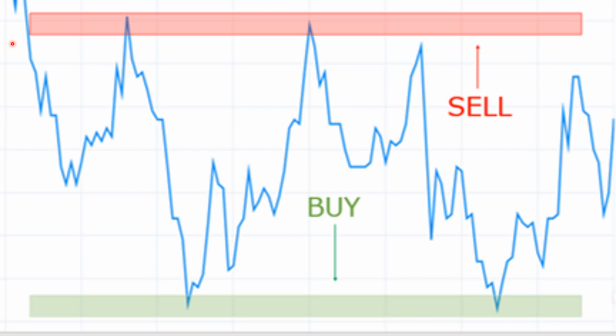By confirmation, I mean a close, like here, where you get a point on the line chart to indicate that it is not going through and it is coming back down.